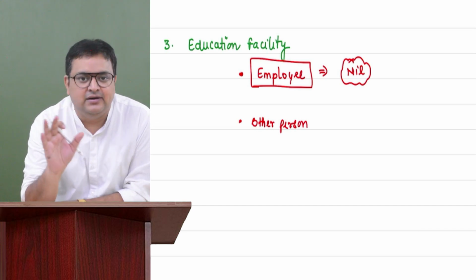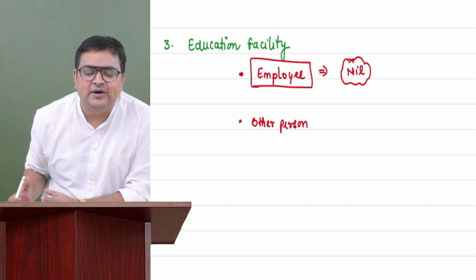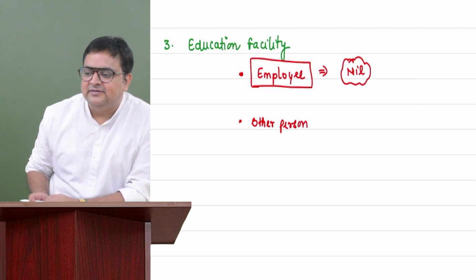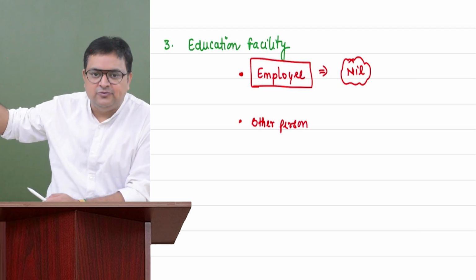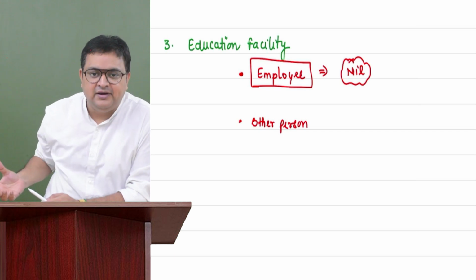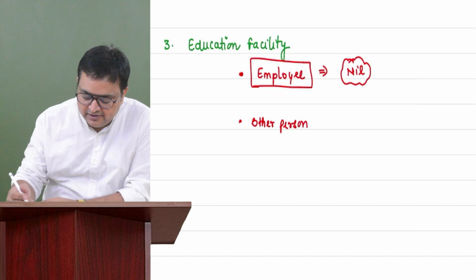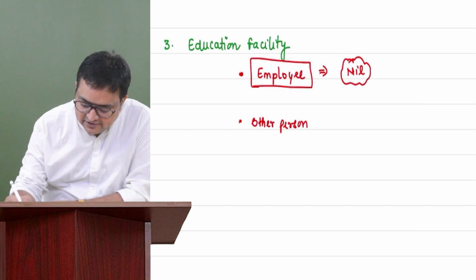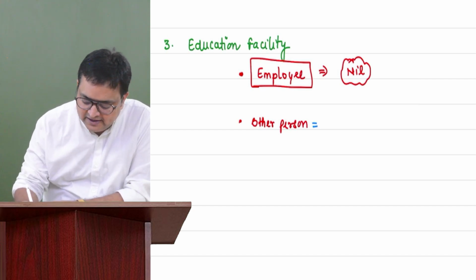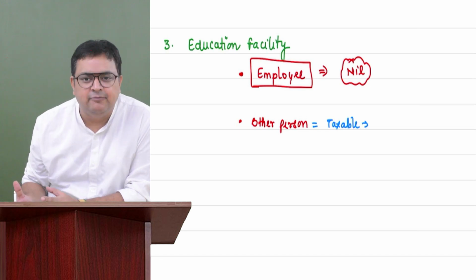It is very easy. Please don't just memorize it, just understand the logic behind it. So what is the benefit? If the employee's child is studying in some school and the employer is paying the fees of that school, this is the benefit. Let's say something is recovered from the employee, subtract it. Correct. So for other persons, make it taxable. How much? Taxable at whatever is the net benefit which the employee is getting.